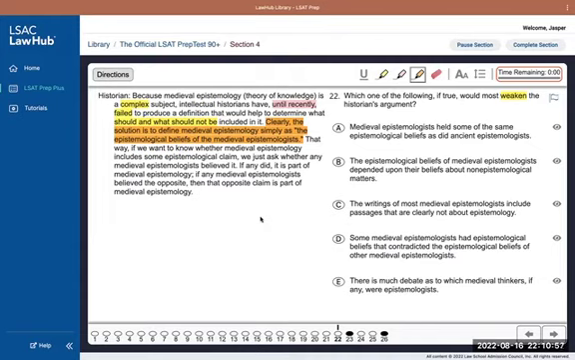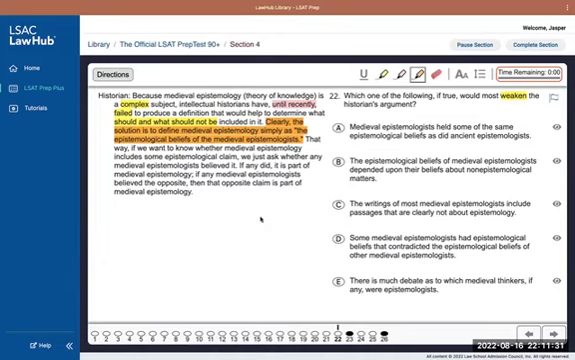Okay, let's get into the answer choices. We're looking to weaken here. So we're looking to really disconnect their support from their conclusion and make it less likely that the solution that they've offered is really a viable solution. A, medieval epistemologists held some of the same epistemological beliefs as did ancient epistemologists.